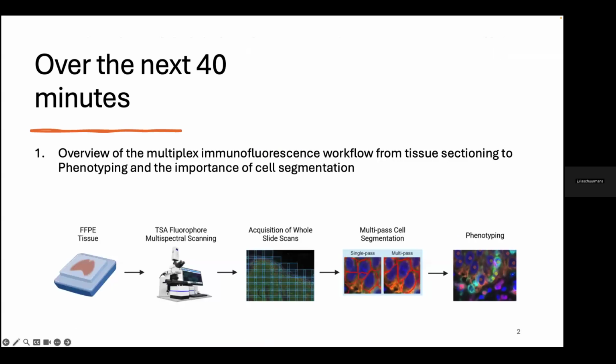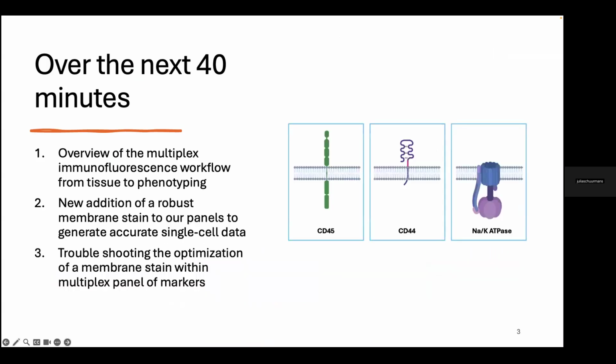Okay, so over the next 40 minutes, I will be giving you guys a quick overview of the multiplex immunofluorescence workflow from tissue sectioning to phenotyping while focusing mainly on cell segmentation, which happens after imaging. And then I will move on to discuss our new addition of a robust membrane stain to all of our panels to generate accurate single cell data from our images. And then I'll move on to discuss the troubleshooting I have done to optimize that membrane stain within multiplex panels of markers.